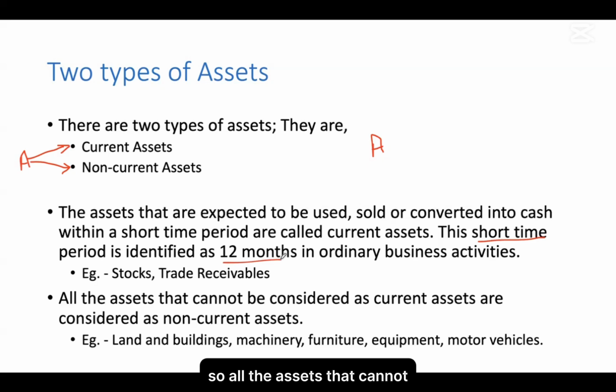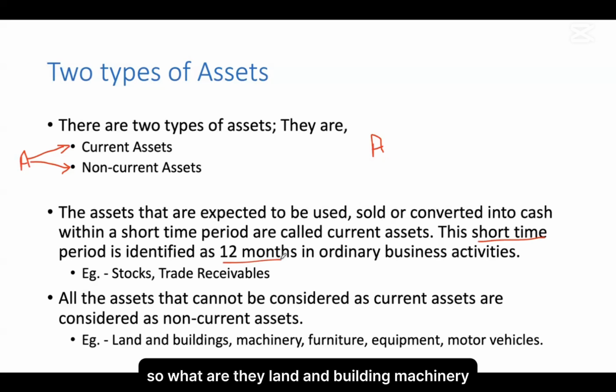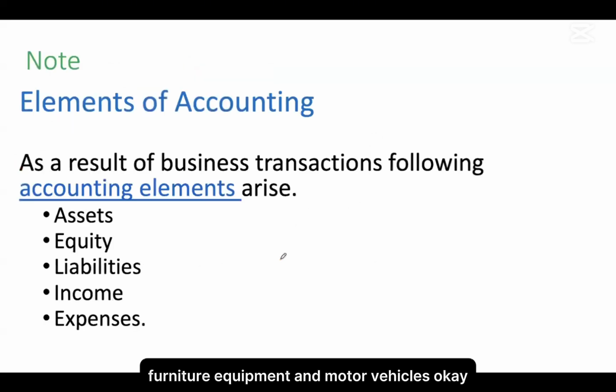All the assets that cannot be considered as current assets are considered non-current assets. So what are they? Land and building, machinery, furniture, equipment, and motor vehicles.